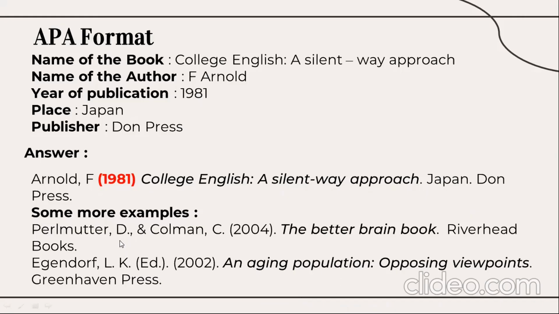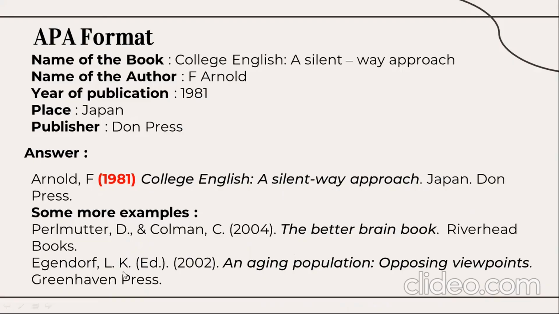We have two authors, Perlmutter D and Coleman C, and the year of publication 2004. The name of the book, The Better Brain Book, and Riverhead Books, publisher. So there's no inverted comma, it's in italics. Year of publication, the very next to the author's name.